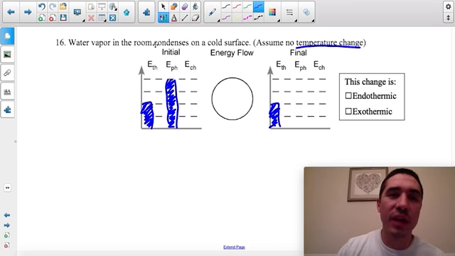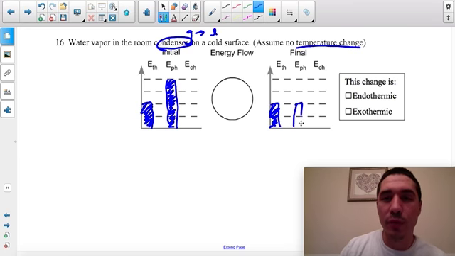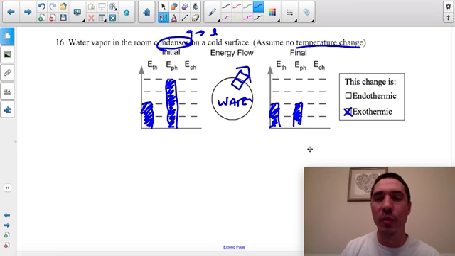Now, if I condense, that is specifically the phase change where I go from a gas to a liquid. To go from a gas to a liquid, I would go from 4 bars of phase energy to 2, which means that 2 bars of energy are going to exit my system. Since heat is going out, this is an exothermic process.